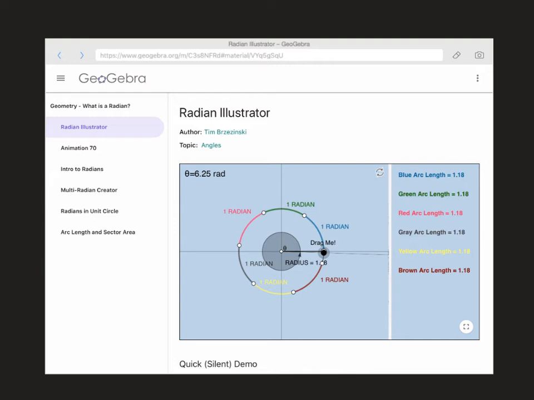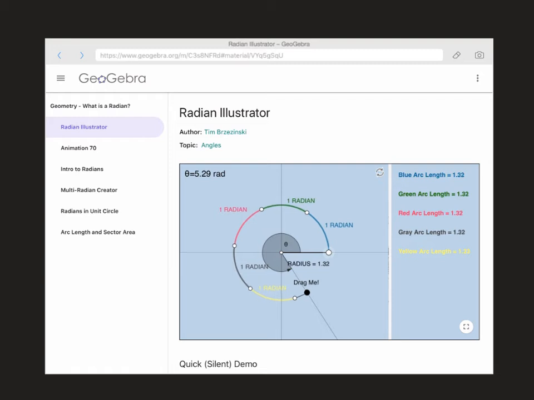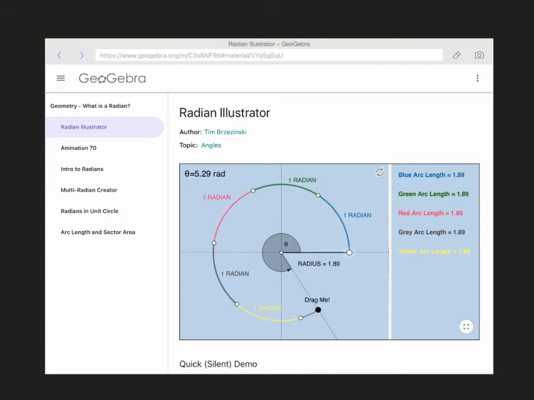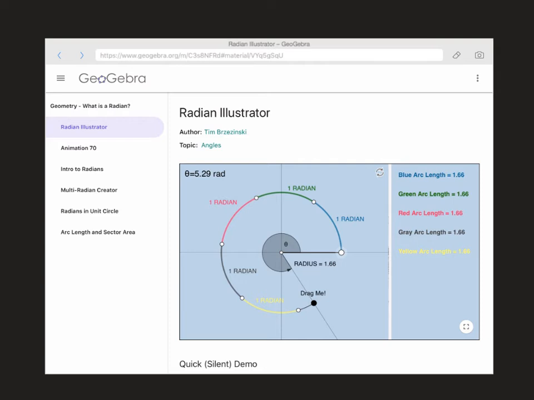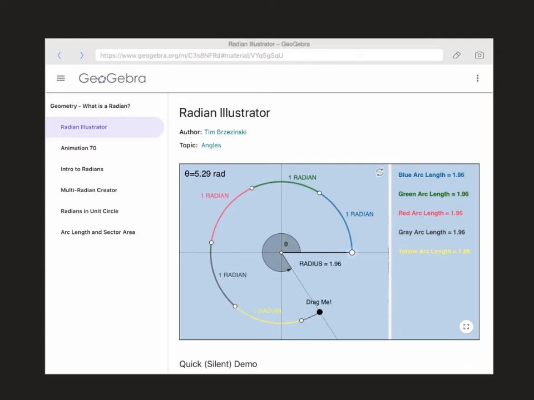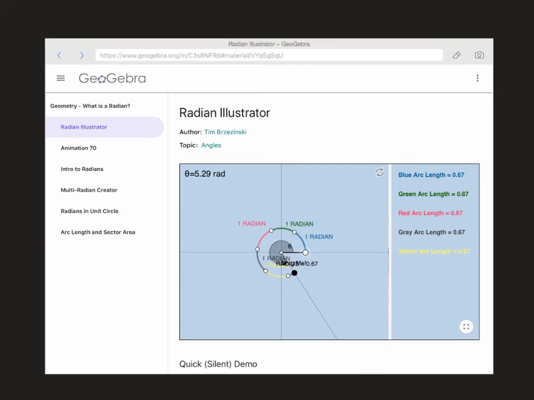And a radian measure works regardless of the size of the circle. So I'm just going to pull this back to around here. So we've got 5.29 radians shown on that circle there. And then I'm going to grab, and you can see I'm increasing the size of the radius, decreasing the size of the radius. And up in the left-hand corner, despite the fact that all of those radian arc lengths are changing, the actual angle in the middle stays exactly the same, 5.29 radians.